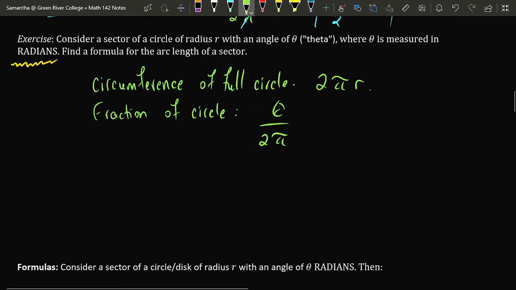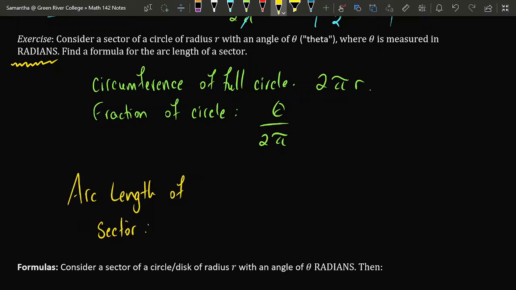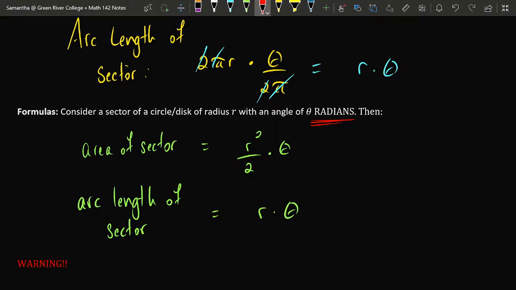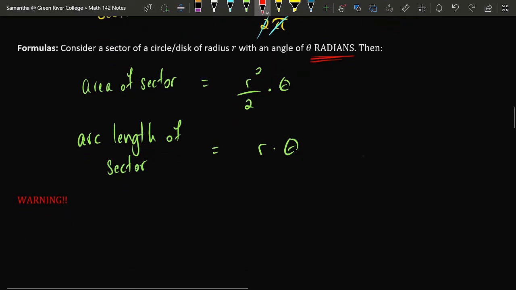So to find the arc length of our sector, we just need to take the circumference of the full disk and multiply it by this fraction: 2 pi r multiplied by theta divided by 2 pi. This formula is even simpler than the one that we had before, because not only do the pi's cancel, but so do the 2's. So the arc length of a sector would be equal to just the radius multiplied by the central angle. Once again, I really cannot emphasize enough that these two formulas only work when the angle is in radians.